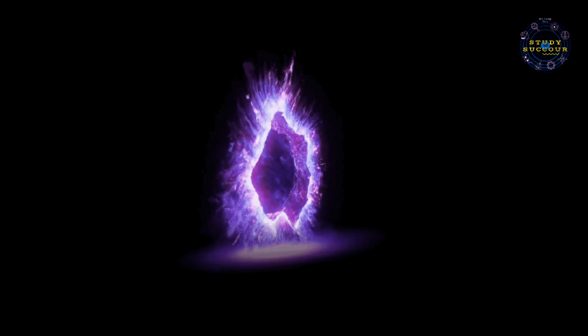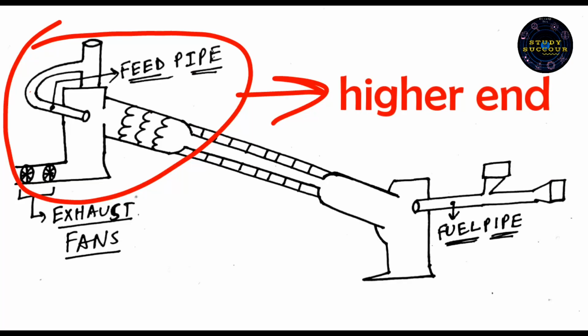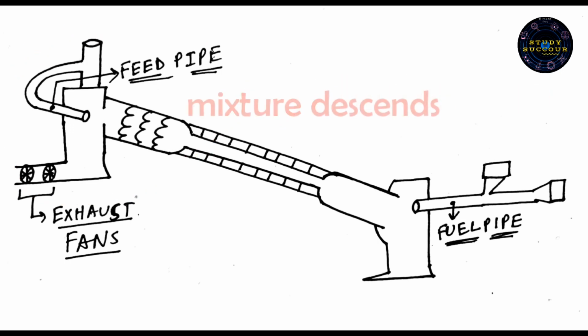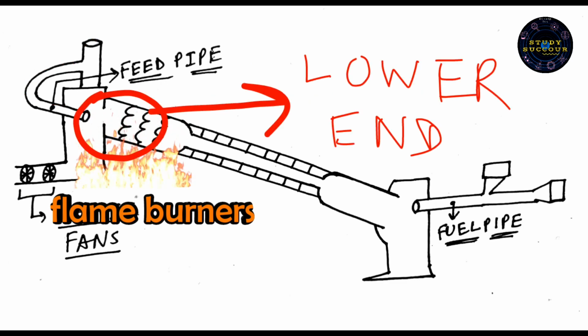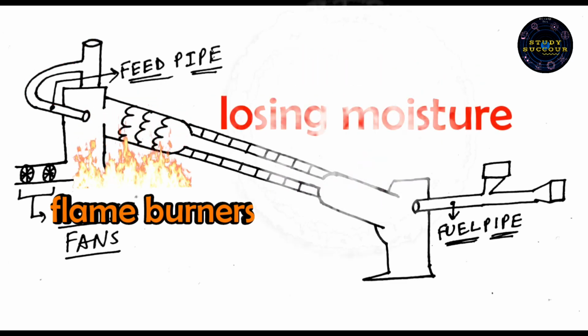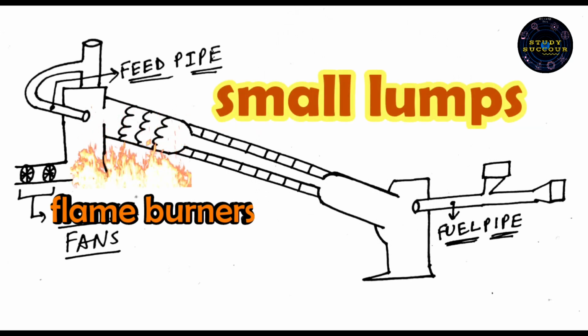So now comes the second stage, burning. The fine slurry is fed in at the higher end of the rotary kiln. As the mixture gradually descends towards the flame burners at the lower end of the kiln, it dries up slowly, losing moisture and forming small lumps.